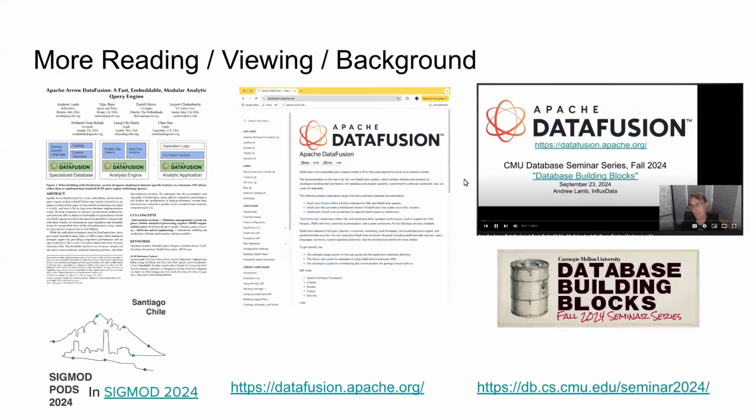You can read all about this. We had a paper in SIGMOD. The website's pretty good.